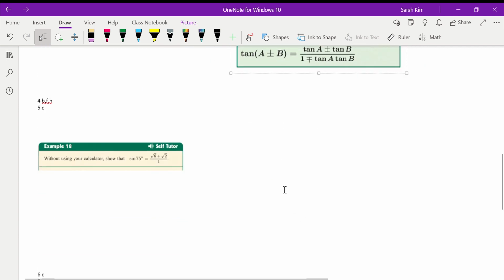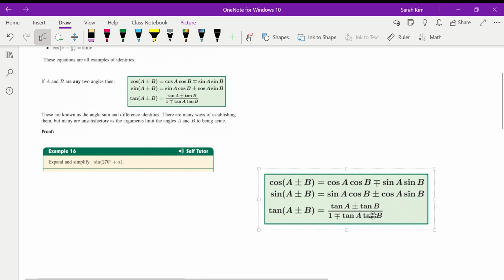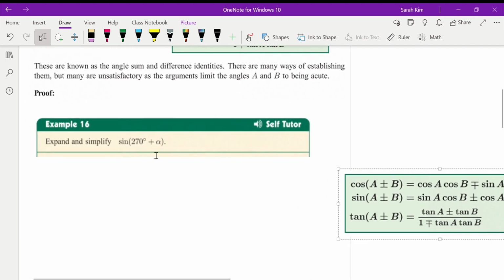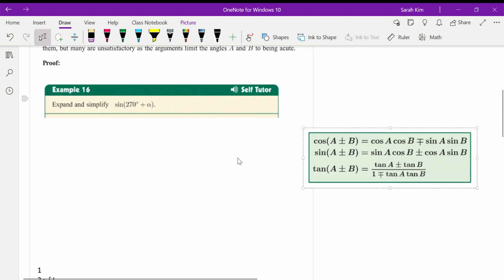So we've got 3 examples in total for these, and we should be able to use these angle sum and difference identities. So we're going to give them a go. You can definitely have a look at the proofs on Hazy, but I'm going to skip it. All you need to know is how to utilize it.